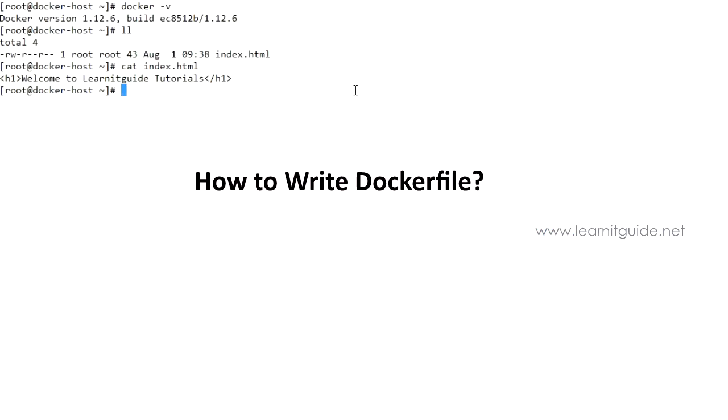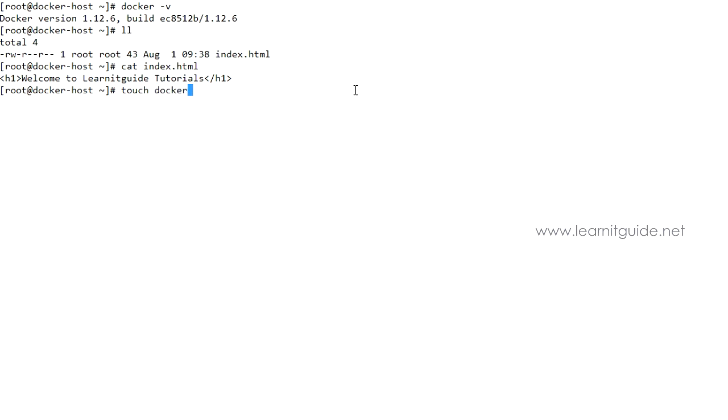How to write a Dockerfile? Simple. Create a file with the file name Dockerfile, with a capital D, and add the instructions based on the requirement. We have a lot of instructions available to write a Dockerfile, so we must have knowledge of these instructions and their functions. I have given you the link below in the description where we have already explained each instruction clearly with examples. Let me show you how to write a Dockerfile.